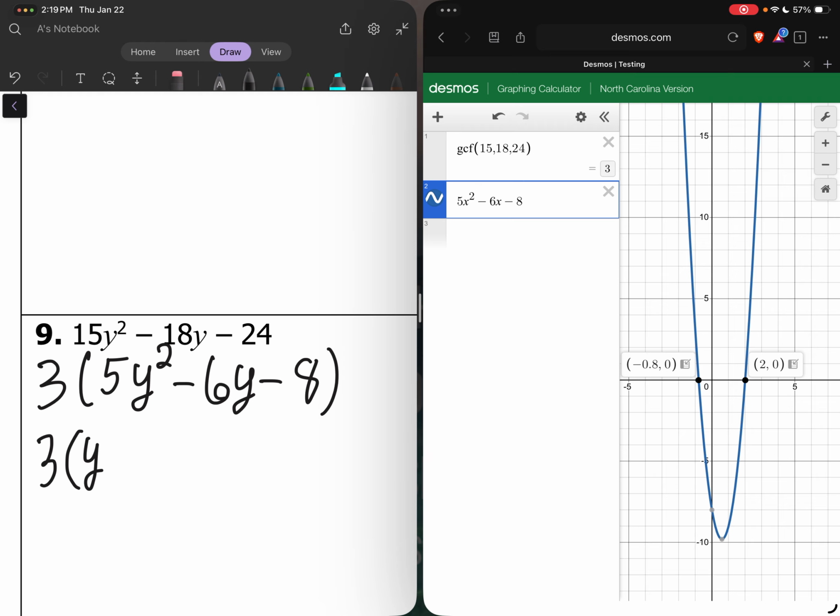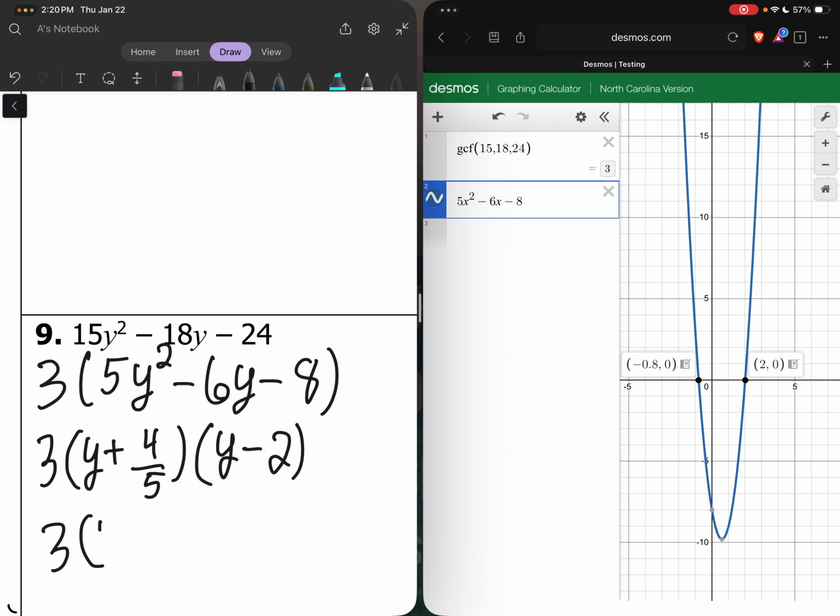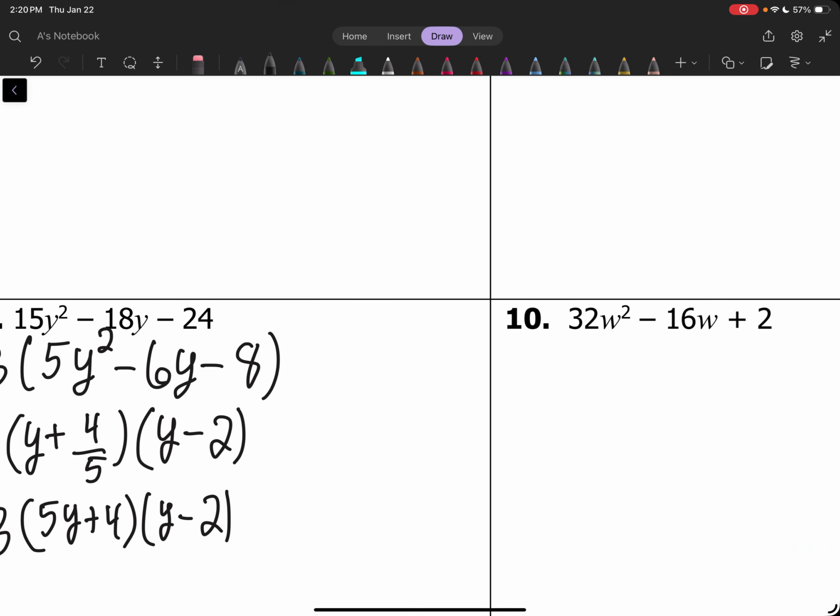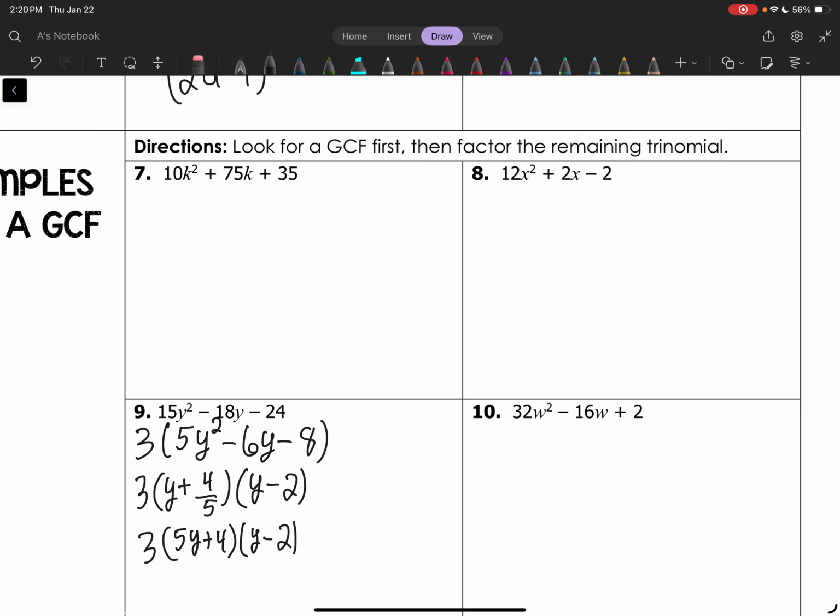So the left one is negative 4/5, I'm going to make it positive 4/5. The right one is positive 2, I'm going to make it negative 2. Take your denominator, move it to the front, so it's 5y plus 4, and then y minus 2, and I am finished. Now go ahead and take a moment and try 7 through 10.